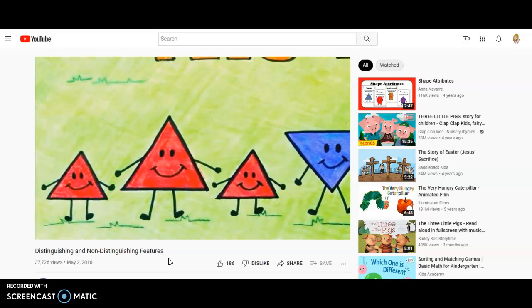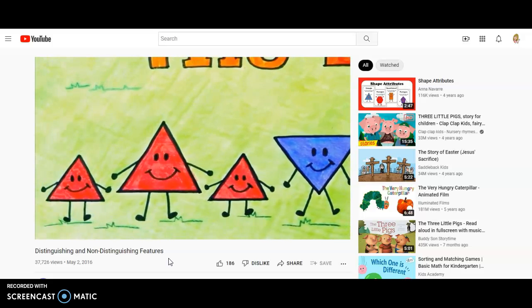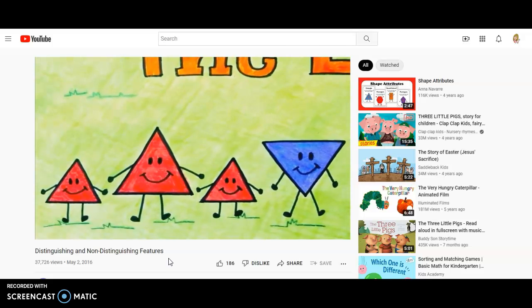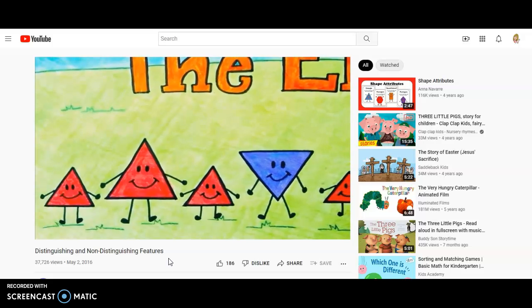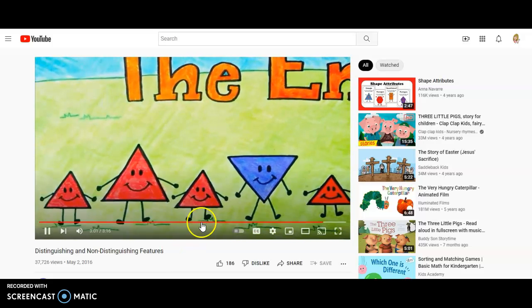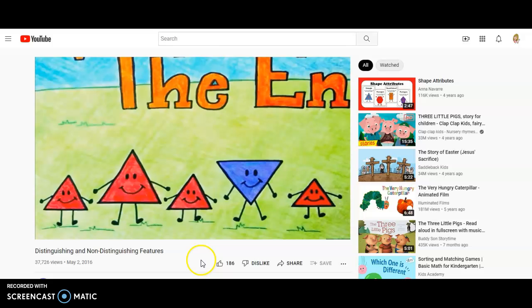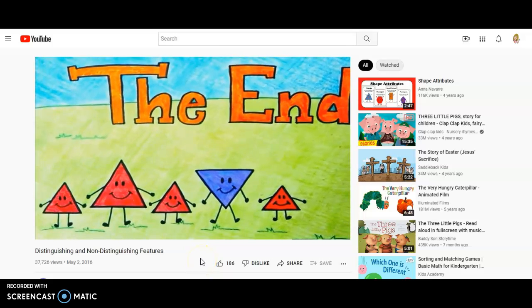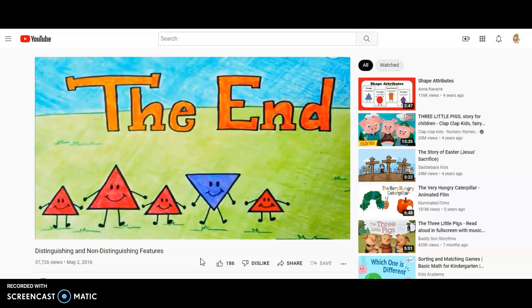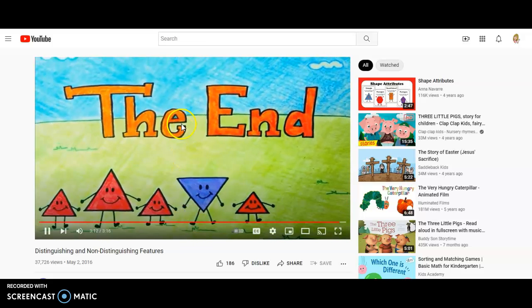All of the triangles were happy and celebrated that they were able to figure out what makes a triangle by looking at their distinguishing features, and they welcomed their new and different triangle friend. The end.